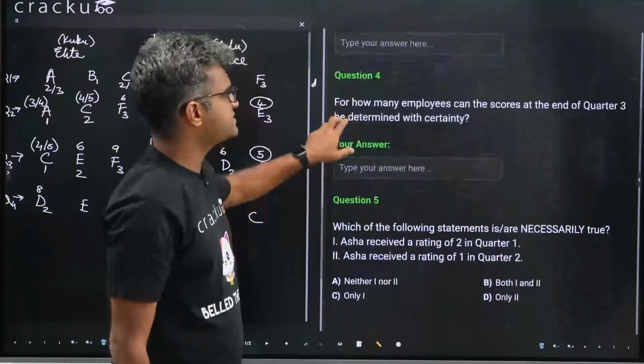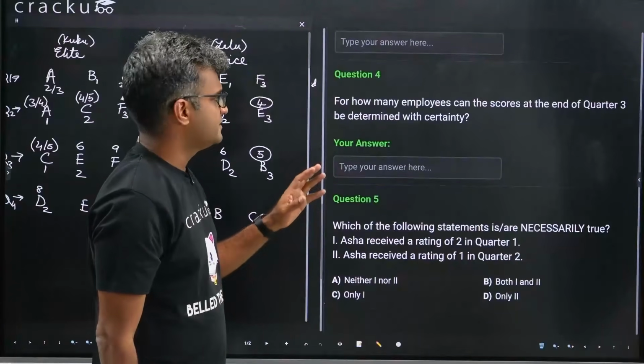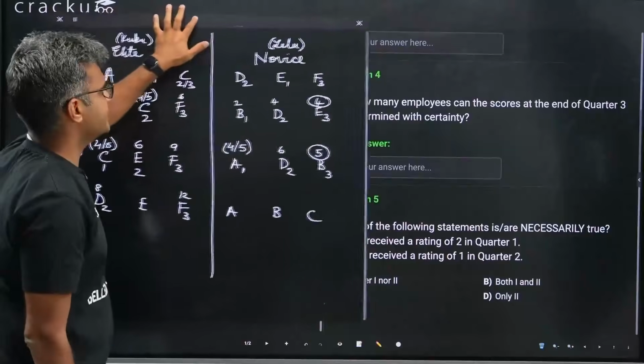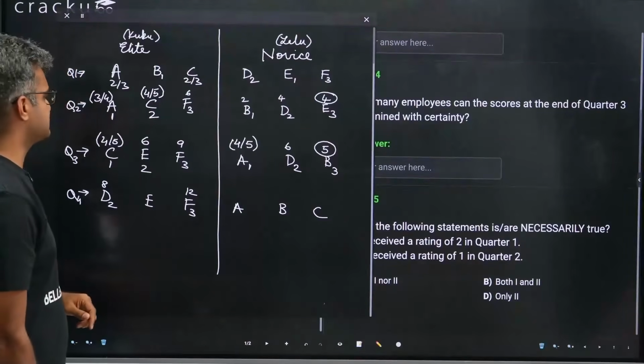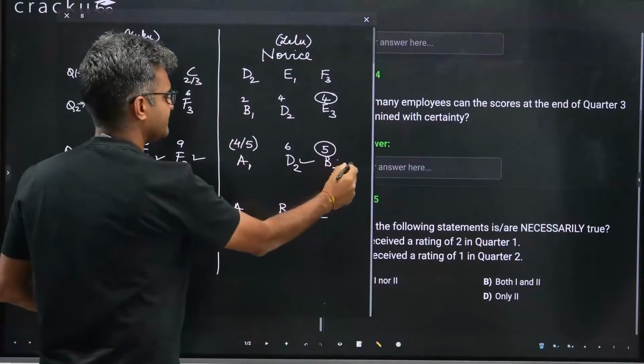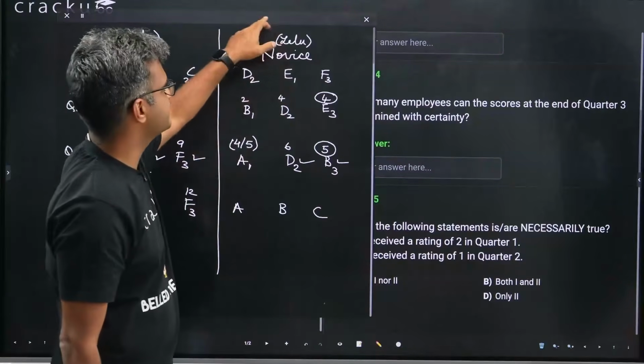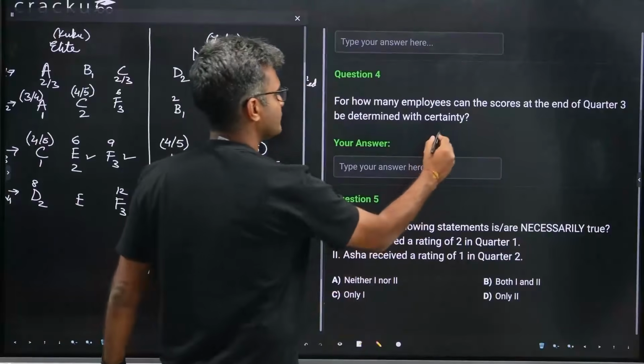For how many employees can the scores at the end of quarter 3 be determined with certainty? The employees for whom we can determine their scores at the end of Q3 is E, F, D and B. For 4 of them we can determine with certainty. For A and C we can't determine with certainty. So the correct answer will be 4.